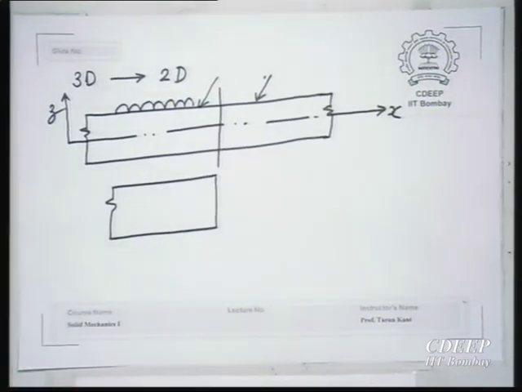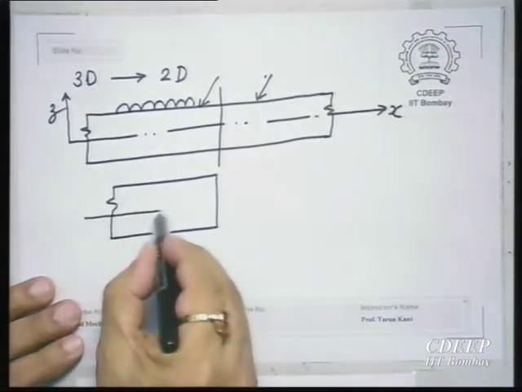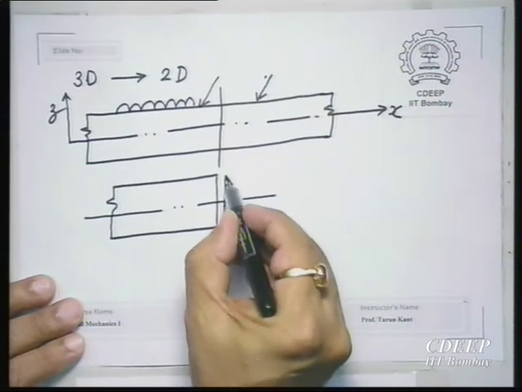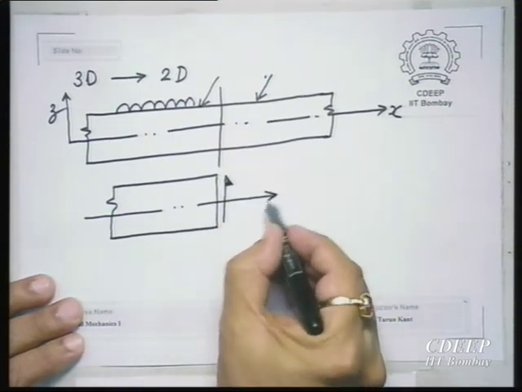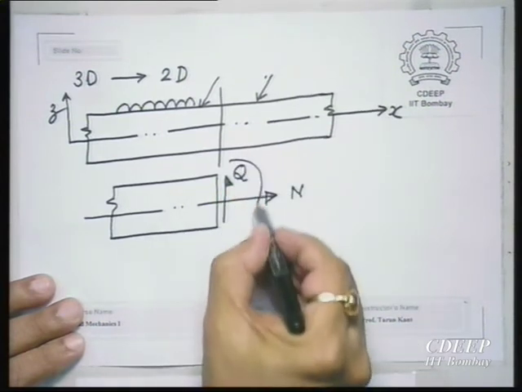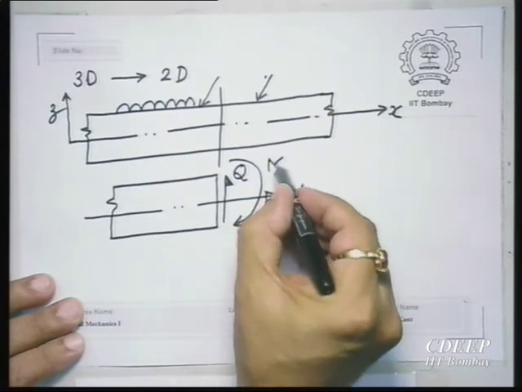I have drawn only the xz plane; I am not showing the y dimension because everything is loaded in the plane of symmetry. So, I am taking only a longitudinal cross section, xz, and trying to analyze that. Now at any section here you have the shear force. You must understand the simplification: you have N, you have Q, and you have the bending moment.